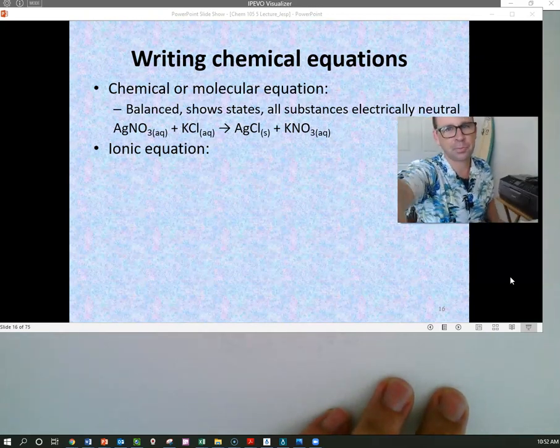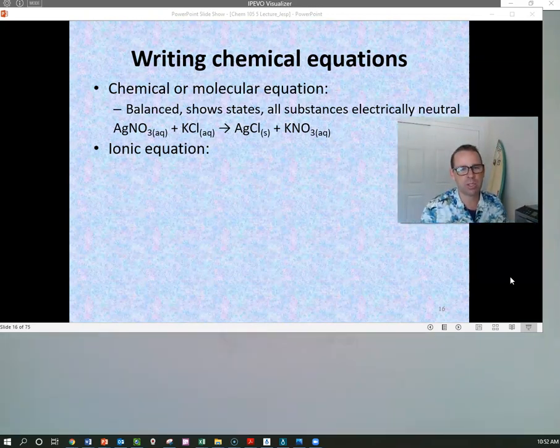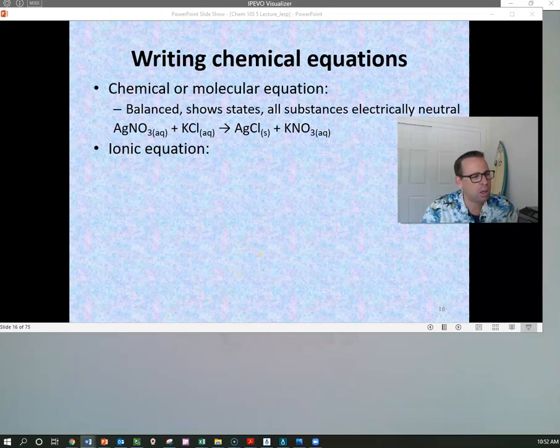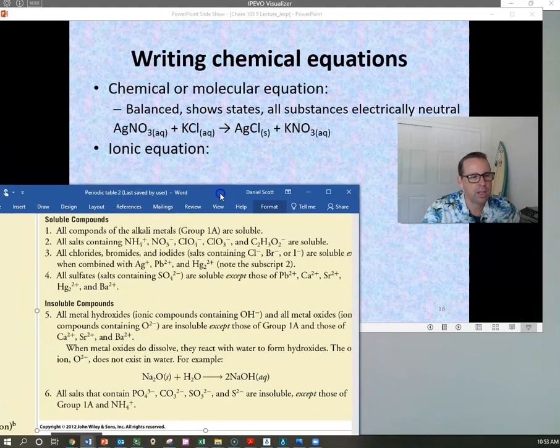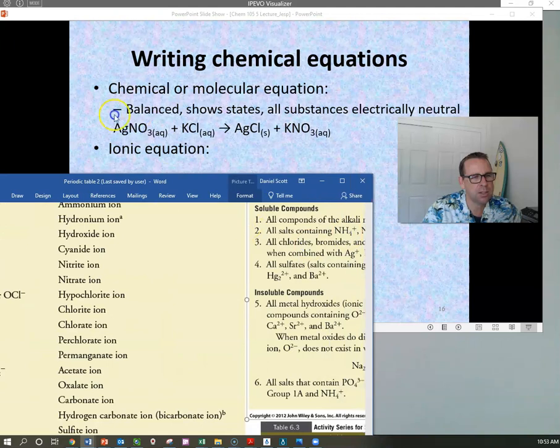So, let us look at this chemical equation here, where we have silver nitrate combining with potassium chloride. Both of those say that they're aqueous, and both of them are soluble. Now, we can remind ourselves of whether or not they're soluble by looking at our solubility rules. Do you remember your solubility rules on the back of your periodic table there?